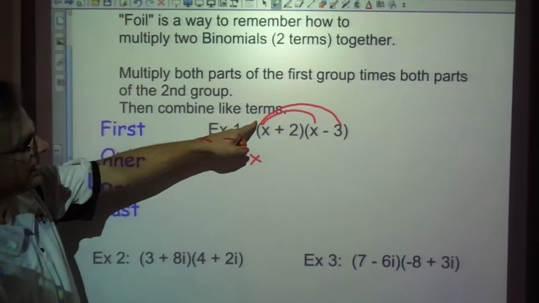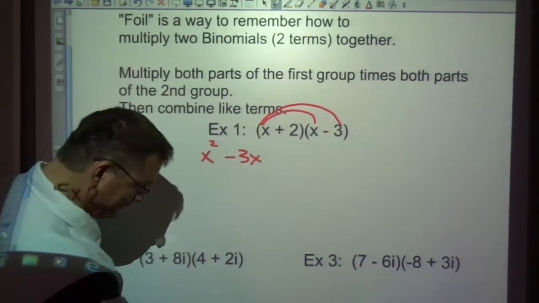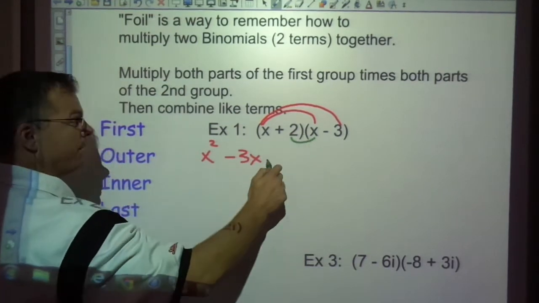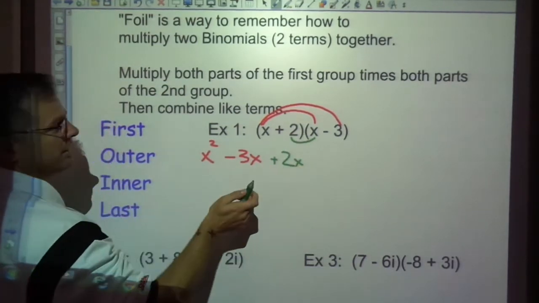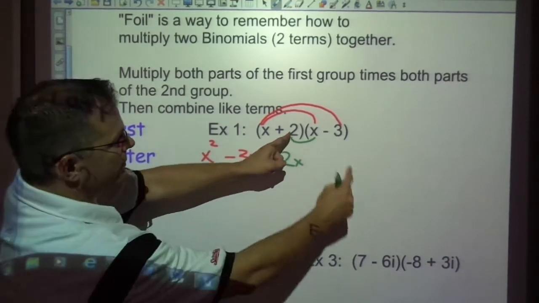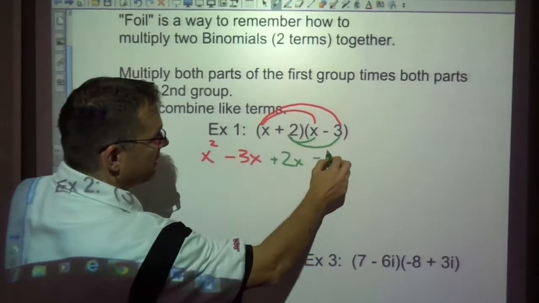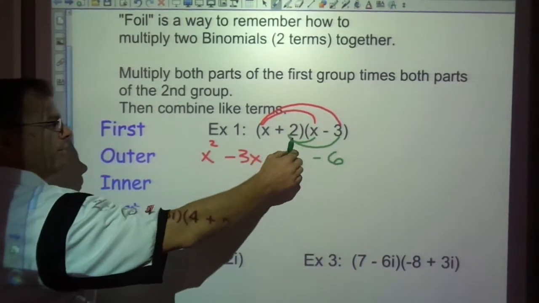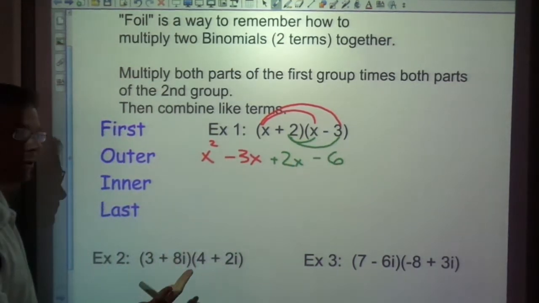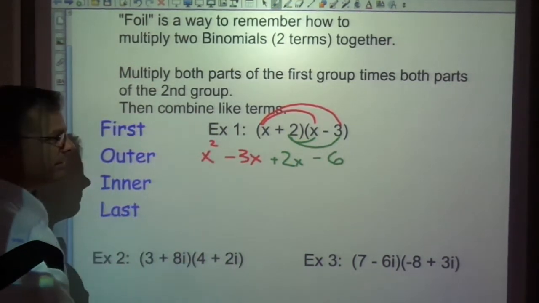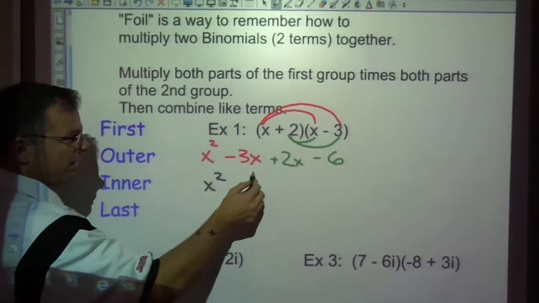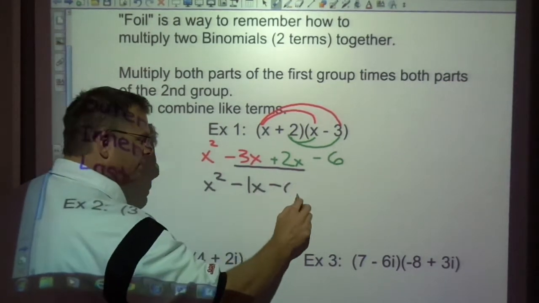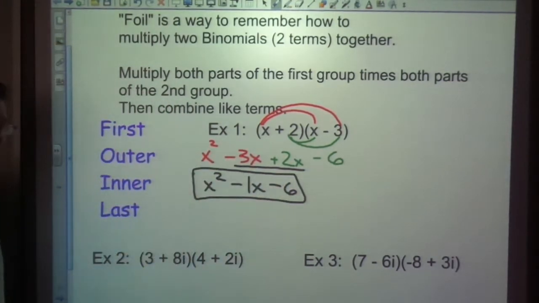-3x. So now this x is multiplied by both of these things. Then we take the inners, the 2 and the x, and we multiply those, which is 2x. And then we take the last in the first group times the last in the second group, which is -6. So now the x has been multiplied times both of these, the 2 has been multiplied times both of these. We're almost finished. Now you just look for anything that has like terms. There's only one x squared. There are all these with just x's, which is -1x. And there's one plain number. Here we go. There's your answer.